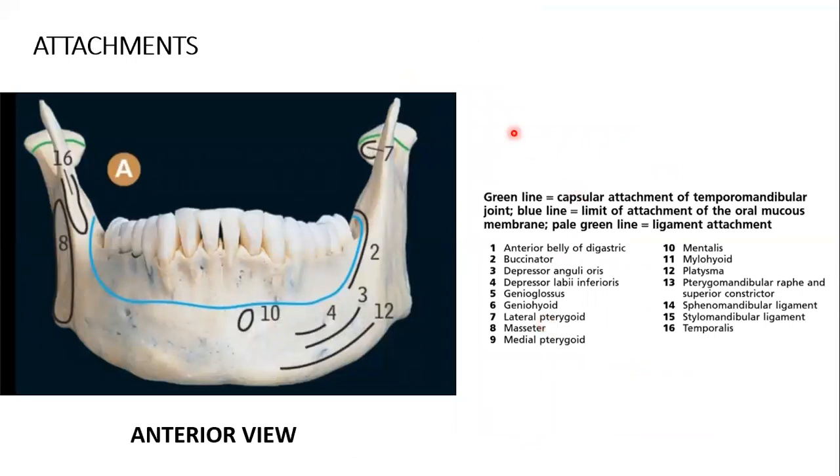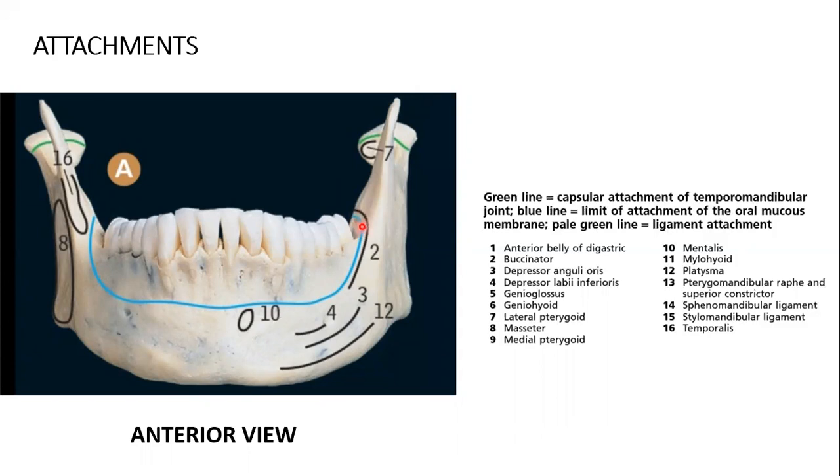Now the attachments present over here: the four important muscles of mastication are attached to the ramus. Their insertion is onto the rami of the mandible. We'll discuss them one by one. The muscles are temporalis, masseter, lateral pterygoid, and the medial pterygoid.